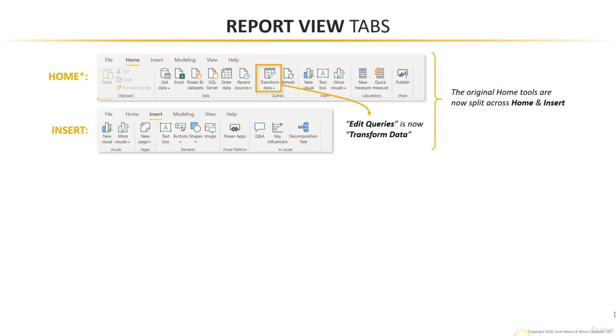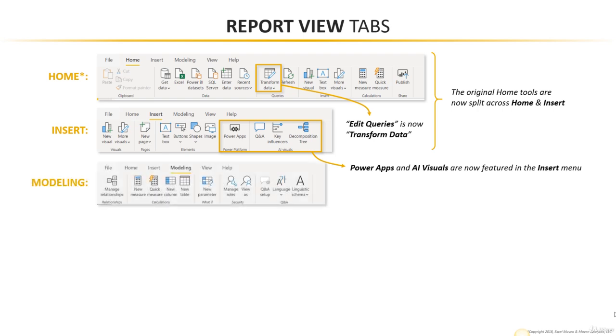And on the Insert tab, you'll see kind of a new focus on these newer AI visuals, Power Apps, things like Q&A, key influencers, and decomposition trees. Really great new tools. If you haven't seen that AI section of the course yet, go ahead and check it out. Really great demos there. Next up, we've got the Modeling tab. Very, very similar. You can manage your relationships, add measures and tables here, parameters, view as roles.